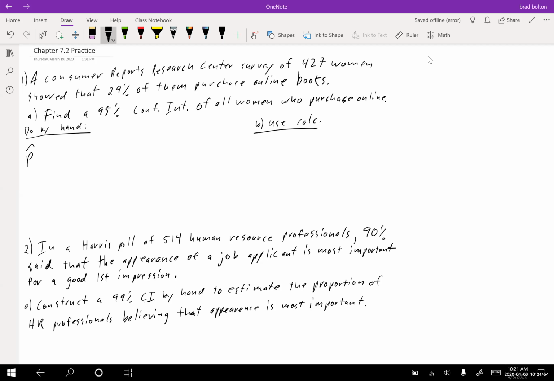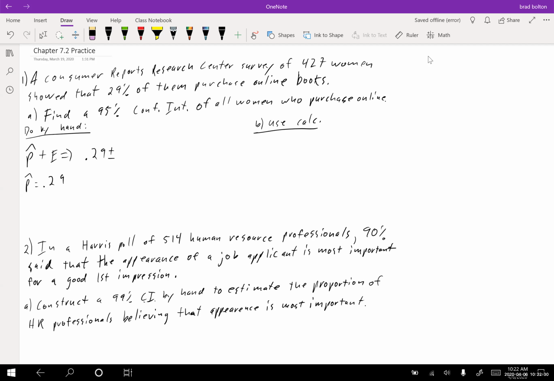And we know we need this formula, p hat plus or minus the error, right? Well, did they already tell us p hat? They already told us that 29% of them purchase online textbooks. So we already know that p hat equals 0.29, and we need to find the error. Well, we can just do 0.29 plus or minus z alpha over 2.